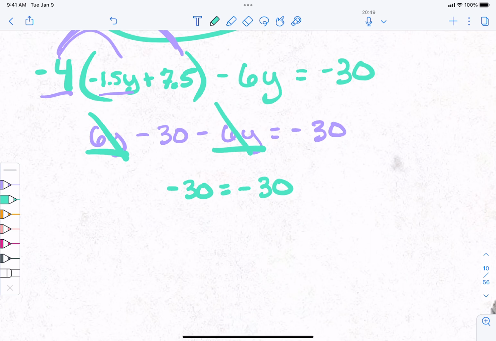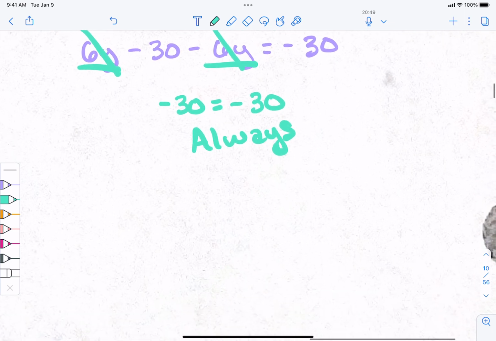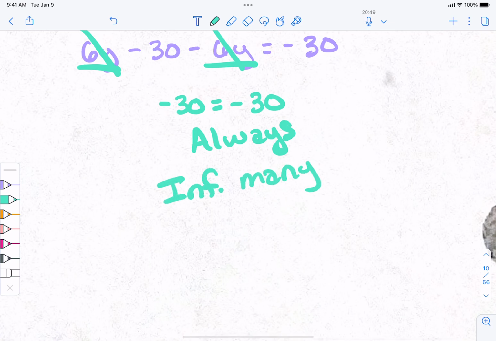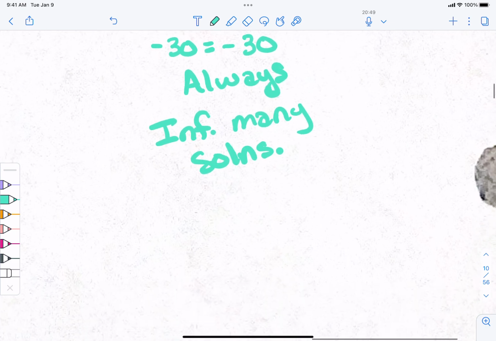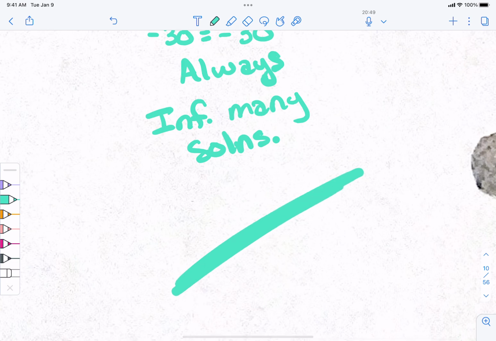When does negative 30 equal negative 30? All the time, always, right? Okay, this is always true, which means that we have infinitely many solutions. And do you remember what that looks like when you graph it? One giant line. Yeah, it's just one giant line, like the two lines are on top of each other, right?